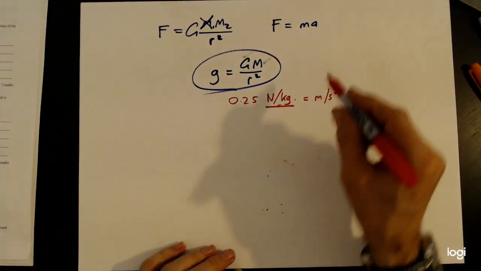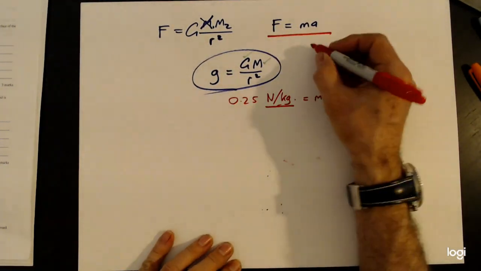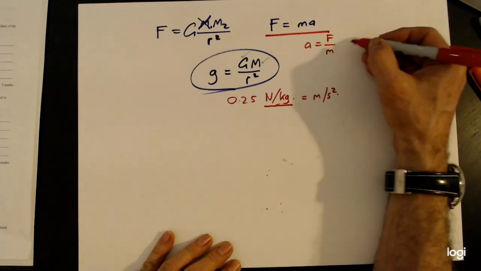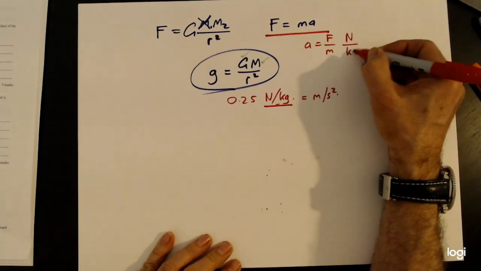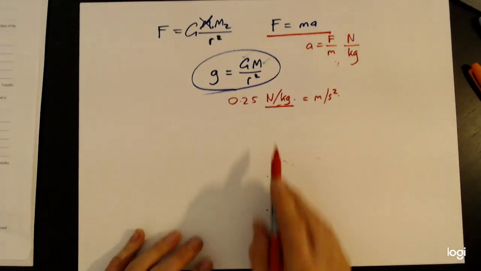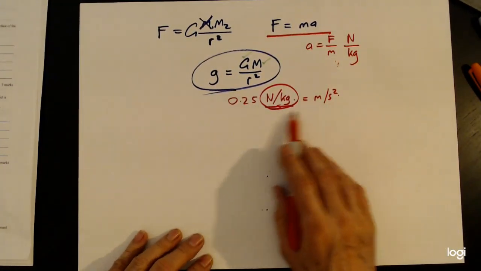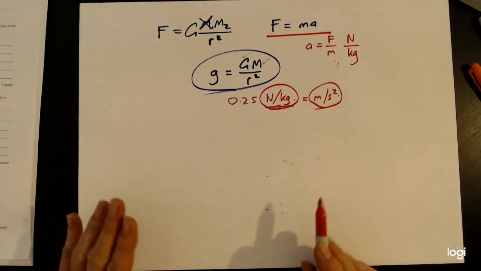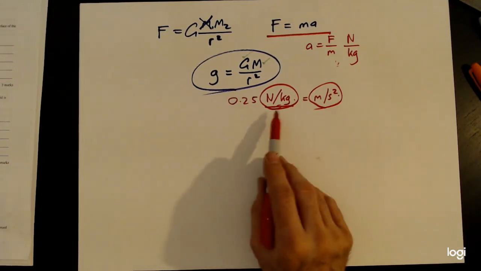Newtons per kilogram comes from this, right? a equals F divided by m, so the units of it would be newtons per kilogram. Force is in newtons, mass is in kilograms. That's where that comes from. So that is the same unit as meters per second squared. It's just derived from a different formula, right? So don't get fooled by that sucker.